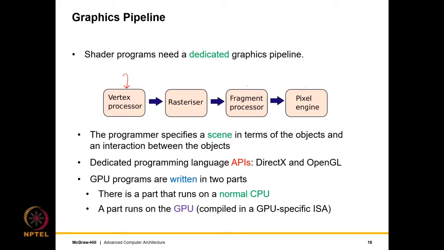So there are dedicated programming language APIs that allow you to write all of this code. And a lot of it at runtime is converted into PTX code and what we shall see as SASS code. So we'll discuss that later, but essentially native code for the GPU. So there are two very common APIs, application programming interfaces, that are used. Windows systems often use DirectX, and OpenGL is quite platform independent. The GPU programs are typically written in two parts. There is a part that runs on a normal CPU, and there is a part that runs on the GPU. So this is compiled in a GPU specific ISA, right? So basically you can think of it as a fat binary. A fat binary basically contains code of different instruction sets.